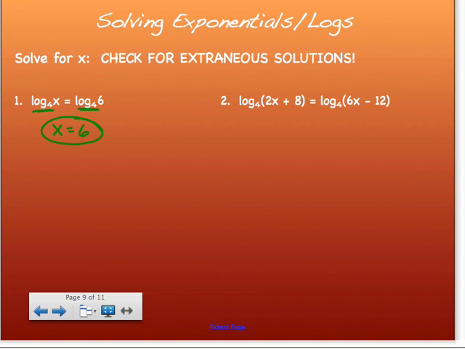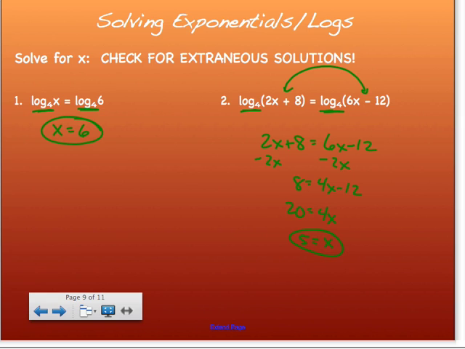If you look at number 2, again I see log base 4 equals log base 4. If that's the case, I know what you're taking the log of needs to be exactly the same. So I know that 2x plus 8 has to equal 6x minus 12. Now go ahead and solve: minus 2x from both sides, so I get 8 is equal to 4x minus 12. Add 12 to the other side, so I get 20 is equal to 4x, and I think I get x equals 5.